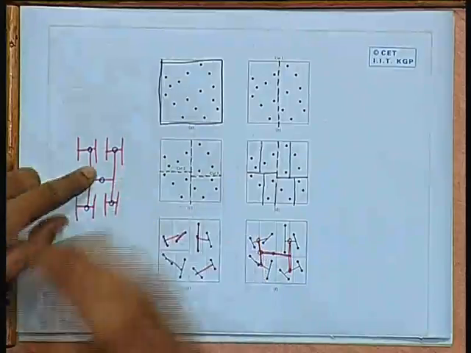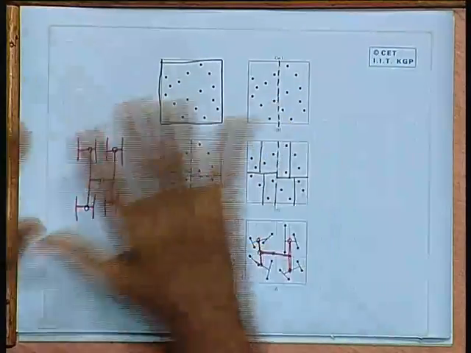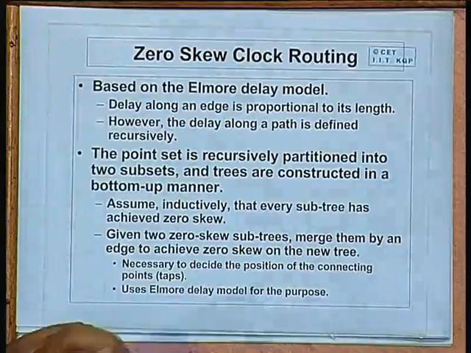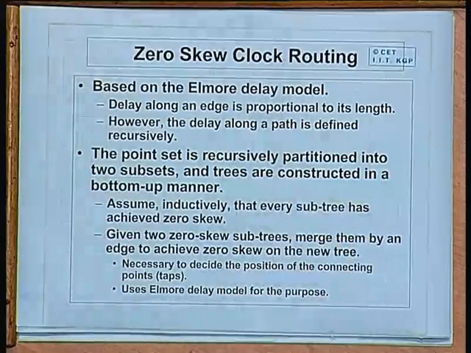But here the delays are more important in the buffer. The delays should all be equal. The unequal delays we are eliminating. Basically, this is a more realistic algorithm. But in some very high performance designs, people talk about zero skew clock routing.